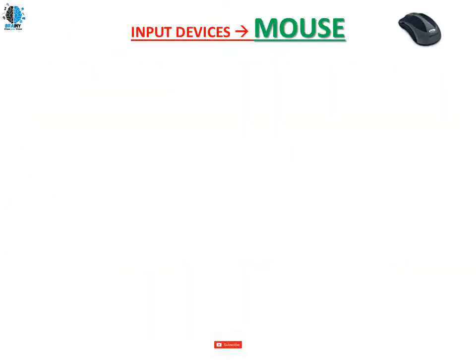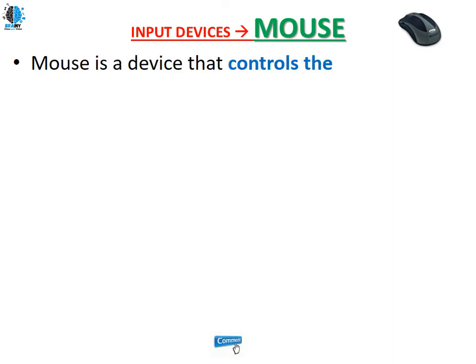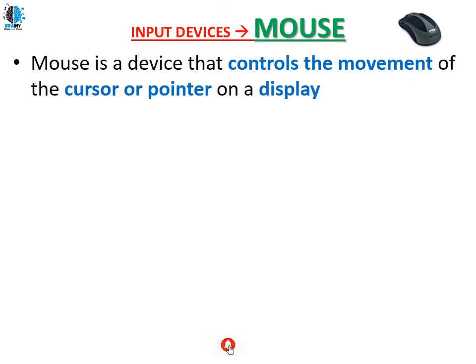Mouse is one of the input devices which is also one of the primary input devices. Mouse is a device that controls the movement of the cursor or pointer on the display screen of a computer system. So we will have a cursor or pointer on the screen of a computer. If we want to control that particular cursor movement, we should use the mouse.